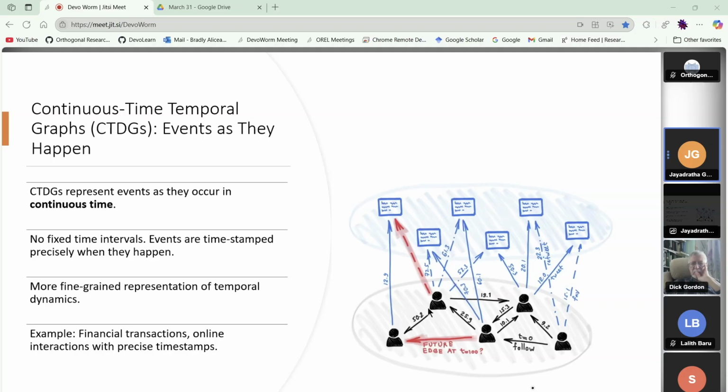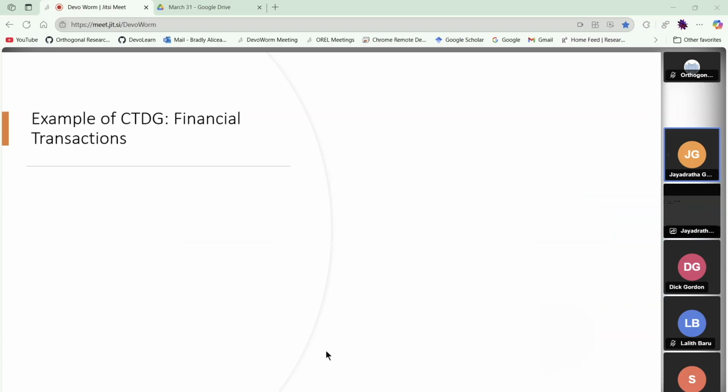Here there are interactions between users and the content. This person can retweet this person's tweet; that might also happen. The catch is that there is no fixed time interval. Whenever an event is happening, we take a timestamp precisely at that time, so we get a more fine-grained representation of temporal dynamics. It is useful for financial transactions or online interactions.